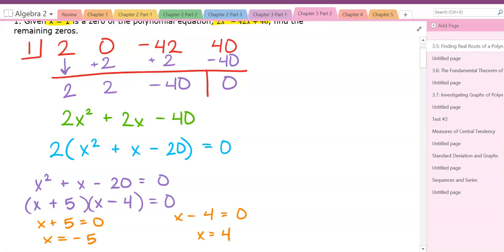So your roots, or your solutions, or the zeros, remember they're going to use different words, but they all mean the same thing, are these 3 numbers. 1, because that's the one that they gave us in the problem, negative 5, and 4. Normally how I like to write them is like smallest to biggest. So any negatives and then up to your positives, just to kind of keep them in order. So I'm going to put negative 5 first.